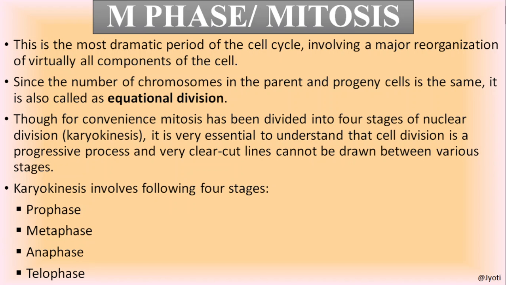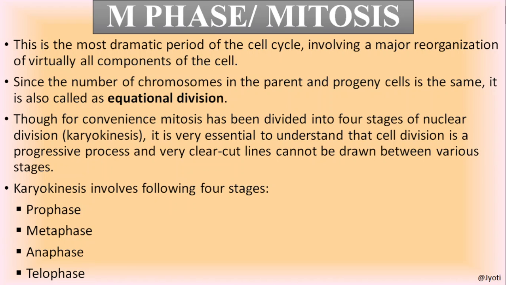In our previous session, we have discussed that the cell cycle consists of two phases, that is interphase and M phase. The interphase is the preparatory phase or resting phase in between two successive mitotic divisions, and the interphase is followed by M phase. So in interphase, the cell prepares itself for division, and M phase is the most dramatic period of cell cycle during which the reorganization of all components of the cell takes place.